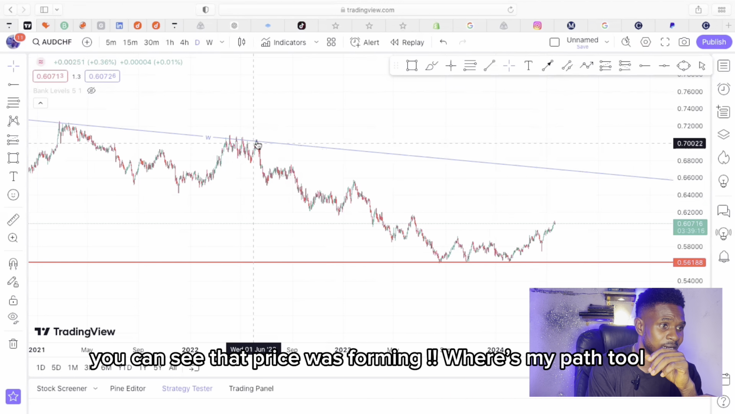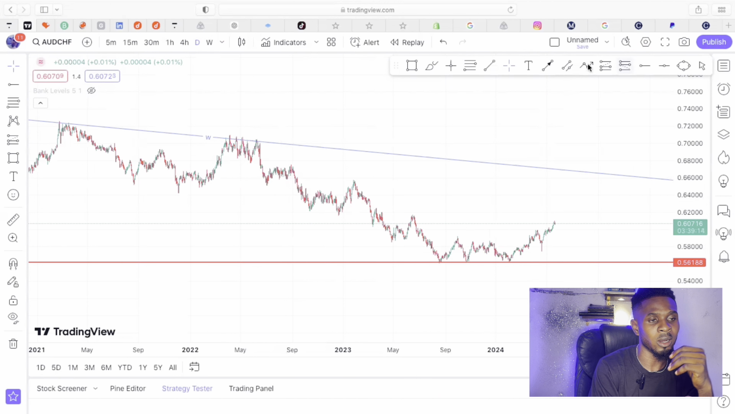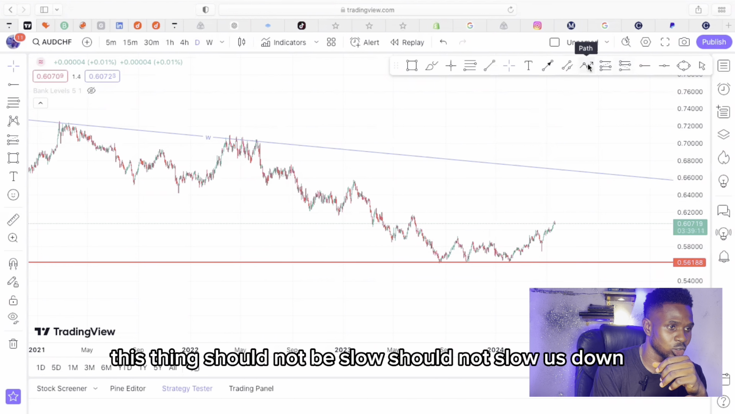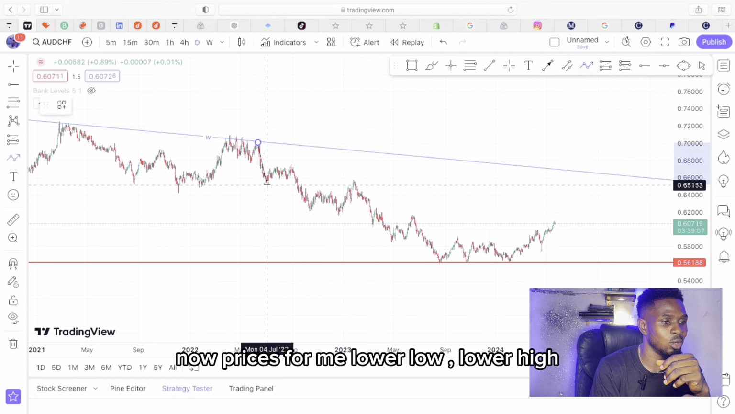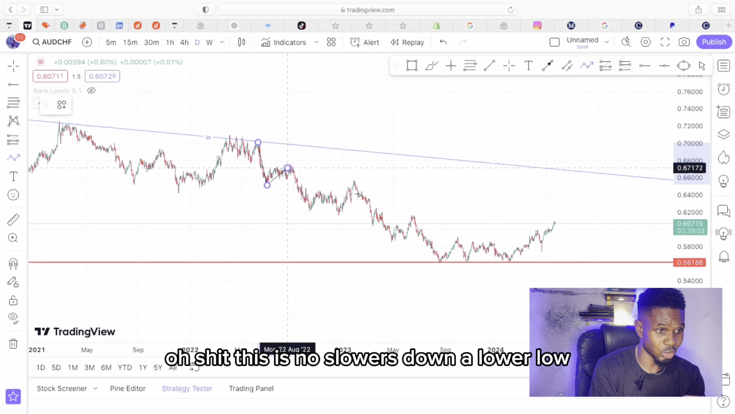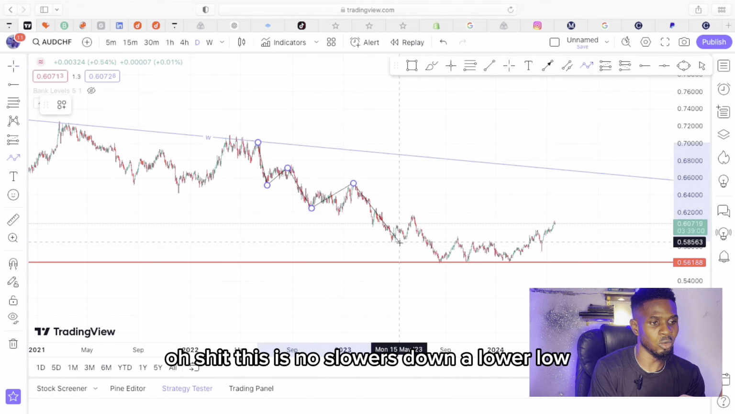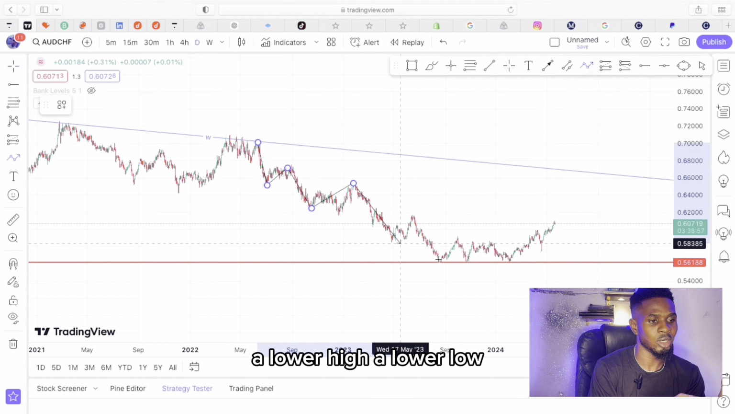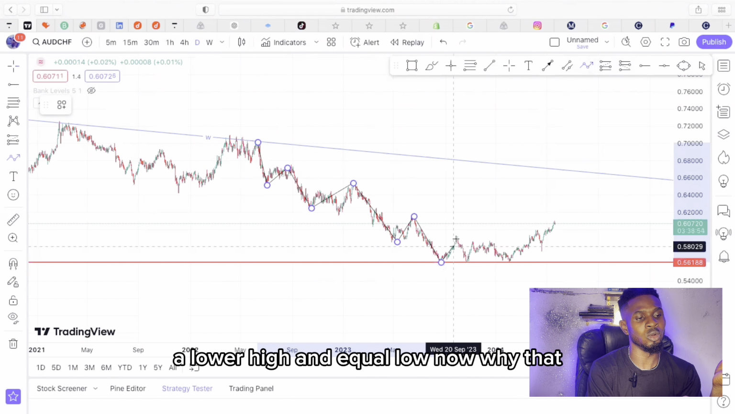Now, from here, we can see that price was forming a lower low, a lower high, a lower low, a lower high. A lower low, a lower high, a lower low, a lower high, an equal low.